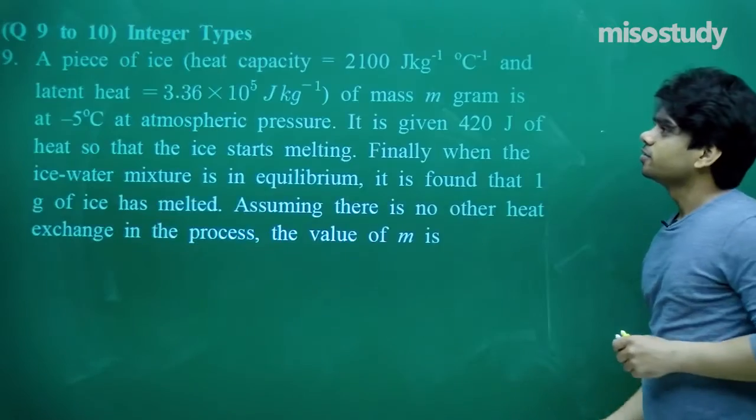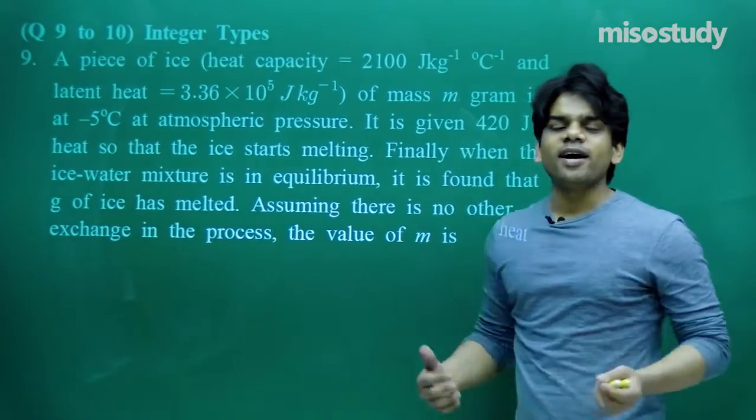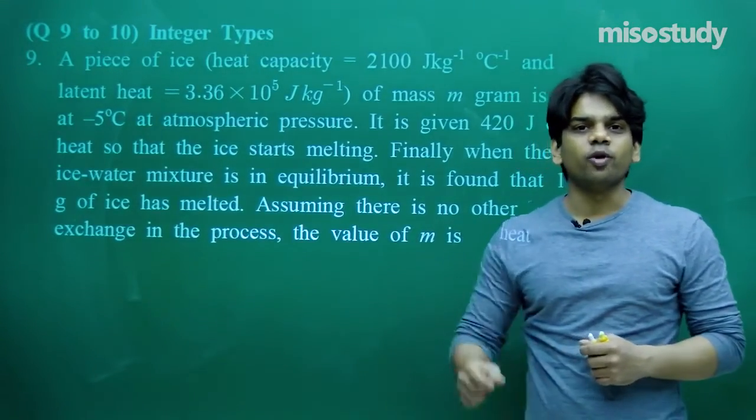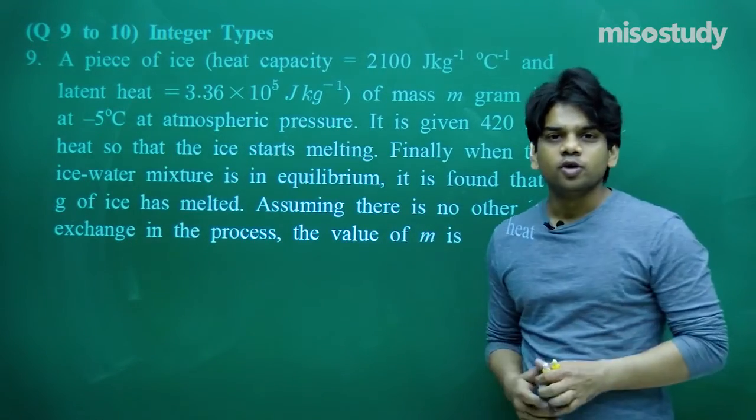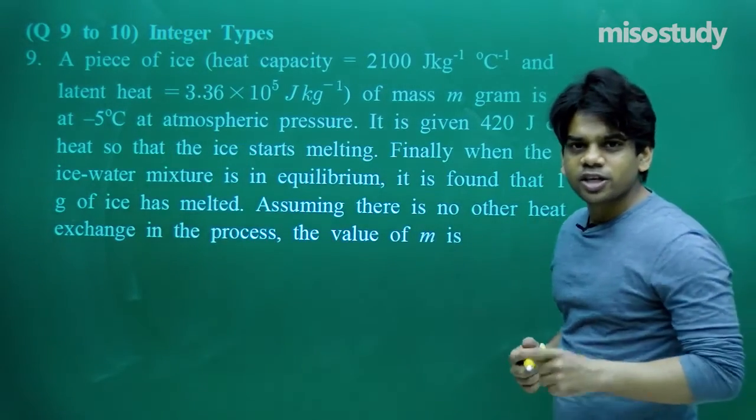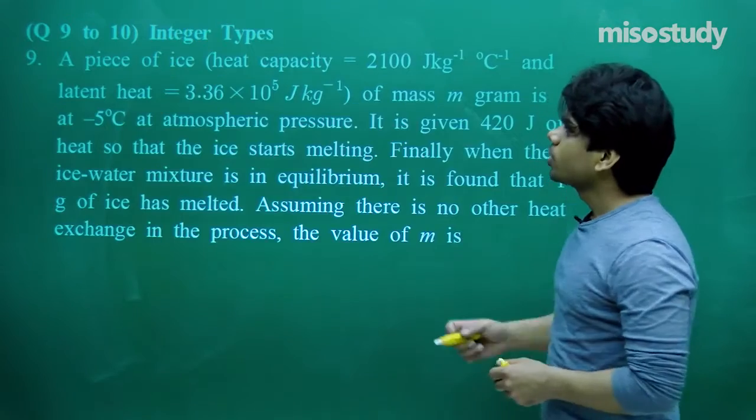Question number 9. It's an integer type question. JEE Advanced can ask integer type questions where one integer will be correct between 0 to 9. So you have to choose which option you are getting, which integer you are actually getting for the question.